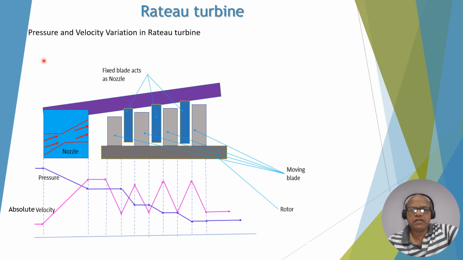Now the pressure and velocity varies in the rate turbine. This is the nozzle, then these are the moving blades. These are the fixed blades. You see the pressure drop in nozzles, velocity increases, then fixed. In the moving blade, there is no pressure drop, but velocity will drop. In the fixed blade, there is a pressure drop, velocity increases, and the same pattern is followed for the multi-stage rate turbine.